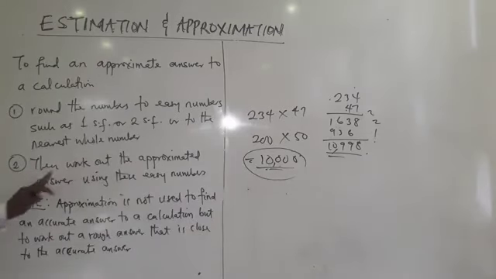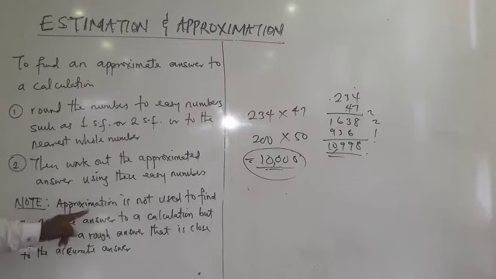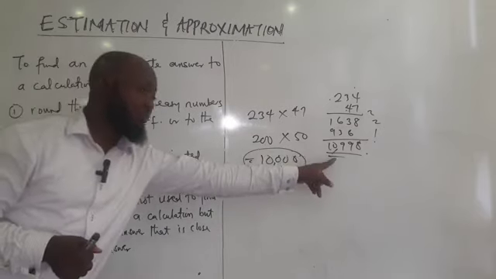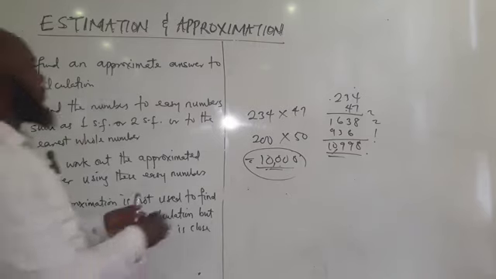Then work out the approximated answer using these easy numbers. That's what I just did now. But note this, very important. Note that approximation is not used to find an accurate answer. You can't use it to find an accurate answer, as you can see now. The approximated answer here is quite different from the accurate answer. You can see the difference. But it is used to work out a rough answer that is close to the accurate answer. So let's look at this scenario.